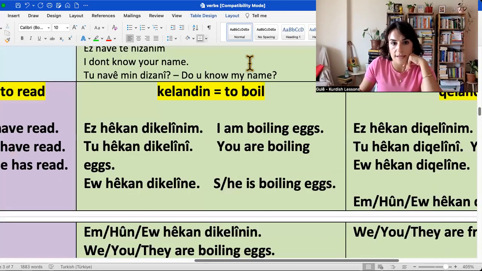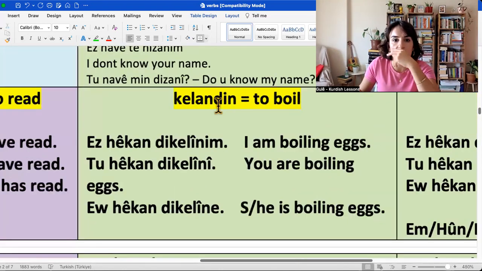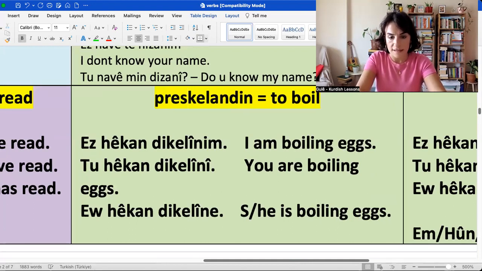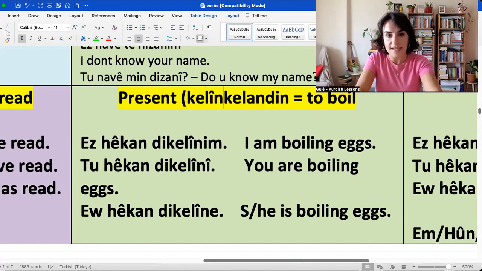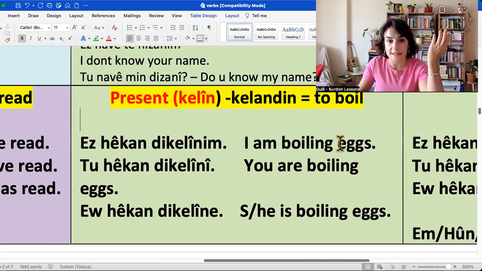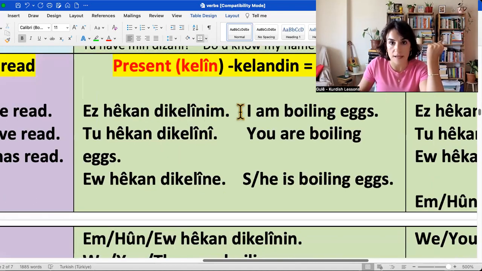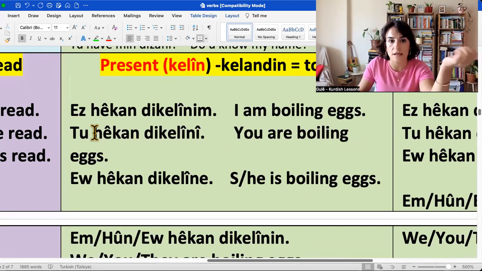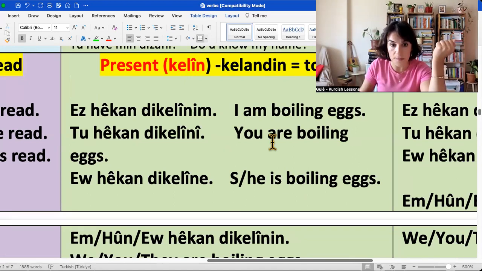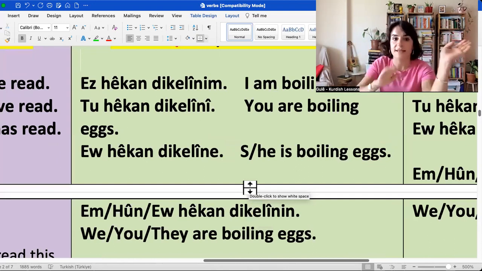And now another verb is كلامدن. And for present, the stem is كلين. So the verb is كلامدن, but present stem is كلين. So as هيكان دكلينم, I am boiling eggs. To هيكان دكليني, you are boiling eggs. أو هيكان دكليني, أم هون أو هيكان دكلين.